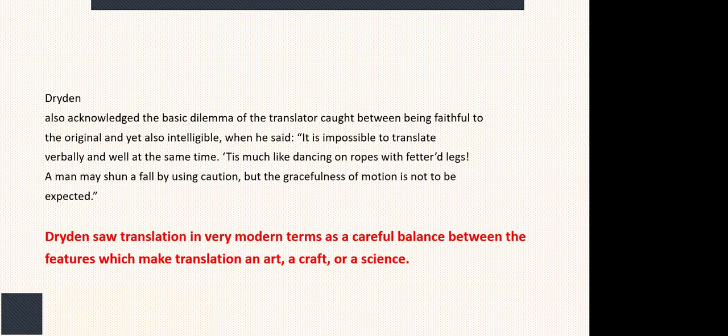I remember during the first week we started talking about this. So what is translation really? Is it an art, or is it an art form, or a science?